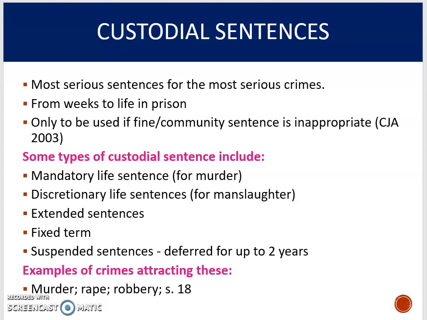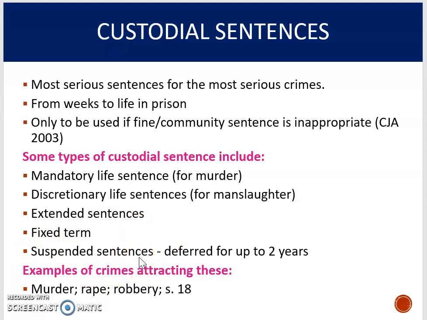The sorts of crimes that you would give as examples of attracting custodial sentences are obviously indictable offences: murder, rape, robbery, section 18. Logical ones to give as examples of being the most serious, so using a custodial sentence. Be aware as well that for custodial sentences, suspended sentences also fall within this category.